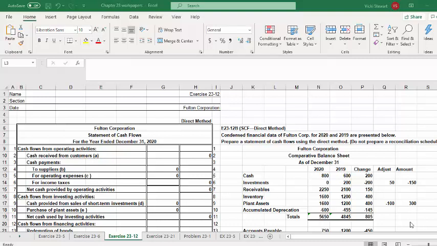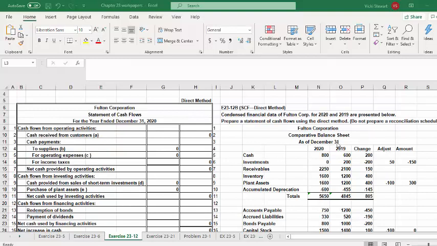This is a demonstration of exercise 2312B, Statement of Cash Flows using the direct method. Condensed financial data of Fulton Corporation for 2020 and 2019 are presented below, and the problem asks us to prepare a statement of cash flows using the direct method.